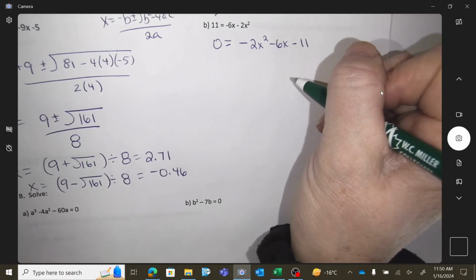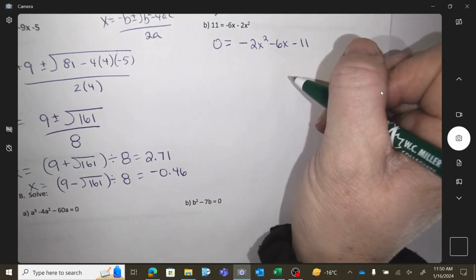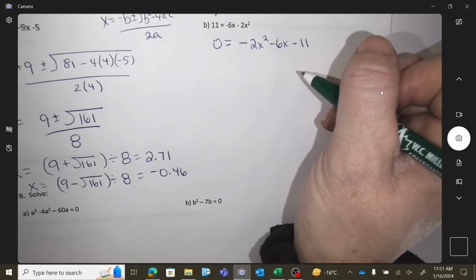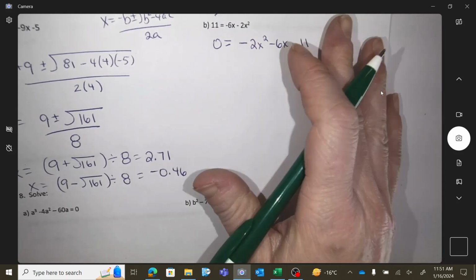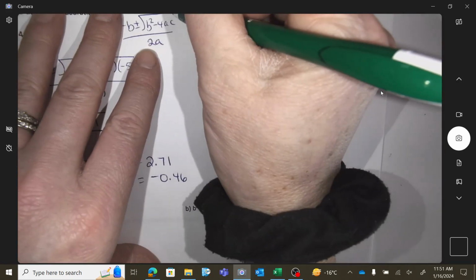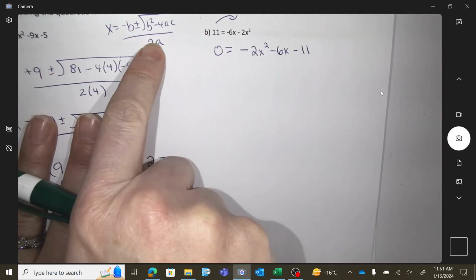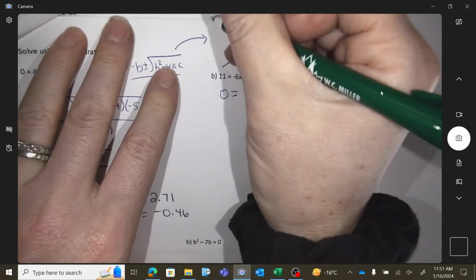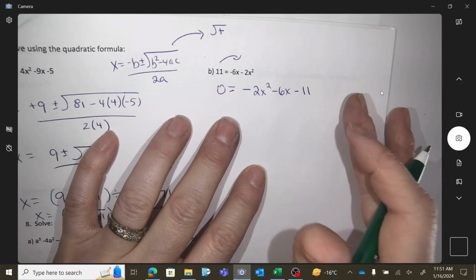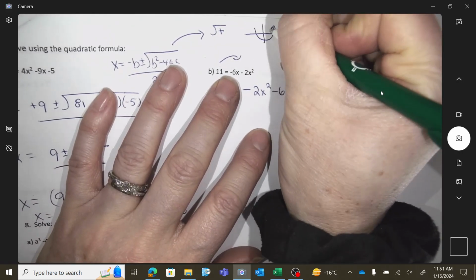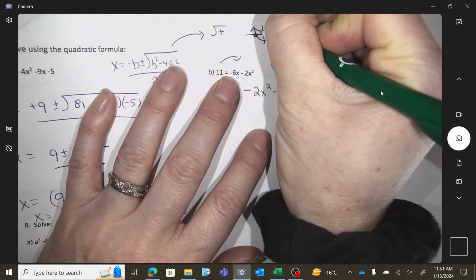Okay, do you want me to do another one with you, or are you okay? Okay, but I just wanted you to recognize that that one couldn't start until you have the 0. Okay, let's talk about this though. If this discriminant is positive, what's going to happen? You're going to get 2 answers.